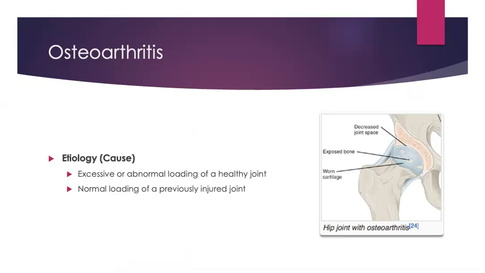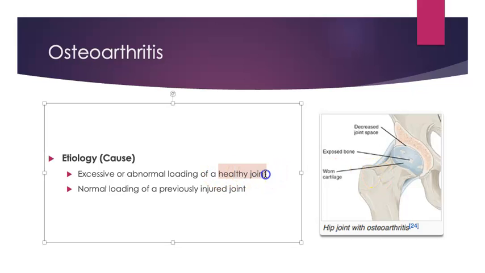Now the cause of osteoarthritis is going to be one of two things, and those categories are pretty broad. The first is excessive or abnormal loading of a healthy joint. What that means is that the joint is healthy, there's no exposed bone, there's no decreased joint space, it's symmetrical, everything about the joint is healthy. However, there might be excessive, so we think of repetitive stress on an area to an excessive amount, or someone who might be obese, so there's an excess amount of pressure.